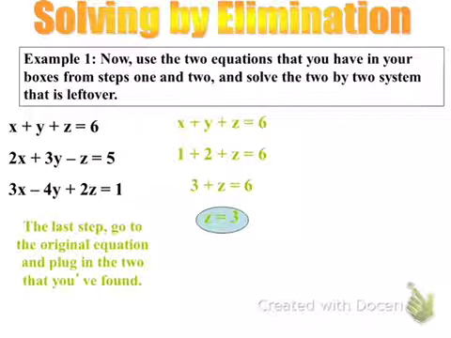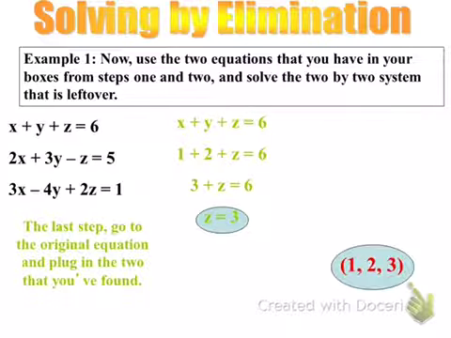So how would I write the solution? 1, 2, 3. It's an ordered triple. What is 1, 2, 3? It's the point in three-dimensional space where these three planes all intersect.